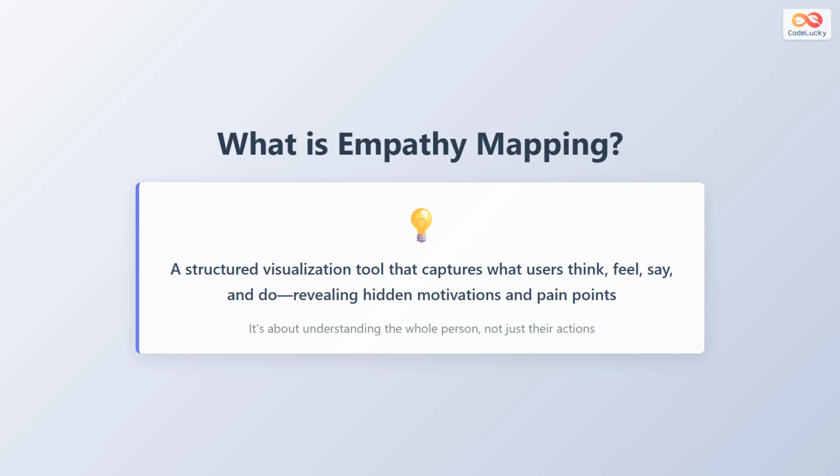Empathy mapping is a structured tool that helps you visualize and understand what your users think, feel, say, and do. It goes beyond surface-level observations to reveal the hidden motivations, fears, and desires that drive user behavior. The real power of empathy mapping is that it helps you see the whole person, not just their actions.